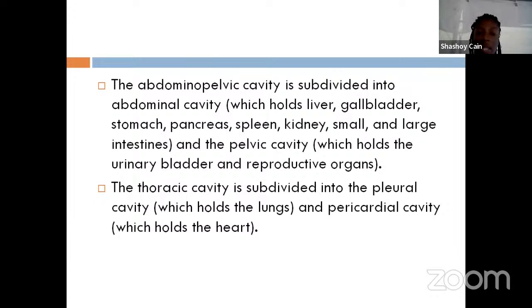The thoracic cavity is subdivided into the pleural cavity, which holds the lungs, and the pericardial cavity, which holds the what? Heart. When you hear cardial, you think of the heart, right? The abdominal pelvic cavity is subdivided into the abdominal cavity, which holds the liver, the gallbladder, stomach, pancreas, spleen, kidney, small and large intestines, and the pelvic cavity, which holds the urinary bladder and the reproductive organs.